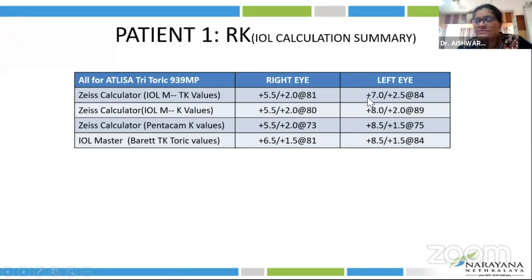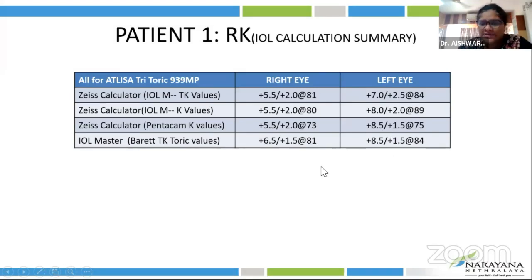And in the left eye it was coming out to be plus 7 with plus 2.5 at 84 degrees. When the IOL Master K values only were taken, the right eye was very similar, but in the left eye, it increased by a diopter to plus 8 with plus 2 astigmatism at 89 degrees. Coming to the Zeiss calculator, if at all we put the Pentacam values, the difference was slightly again higher with astigmatism coming down. And when we use the IOL Master with the Barrett TK values, we found that the right eye again increased by plus 1 diopter, here with plus 8.5 diopters.